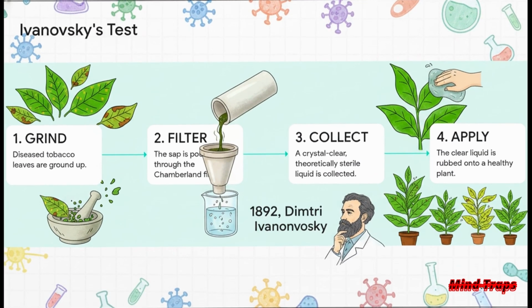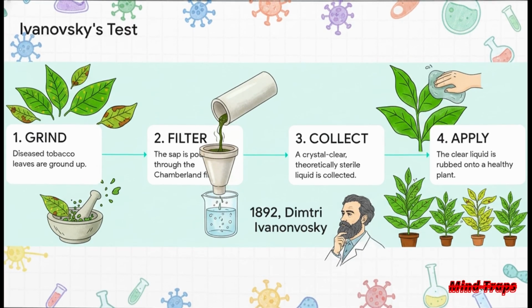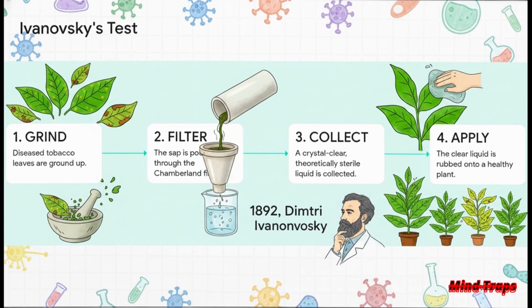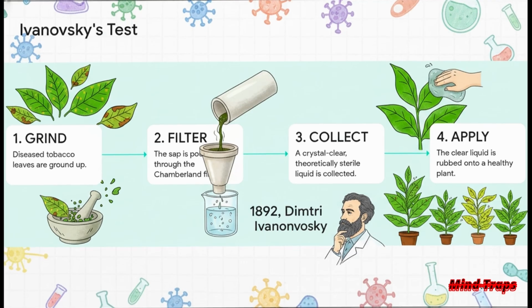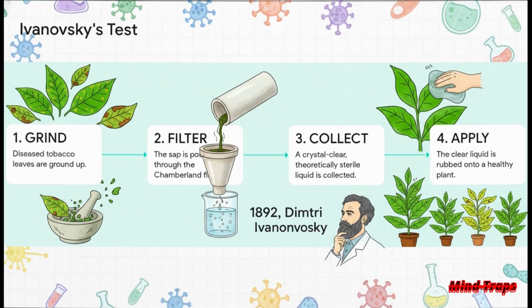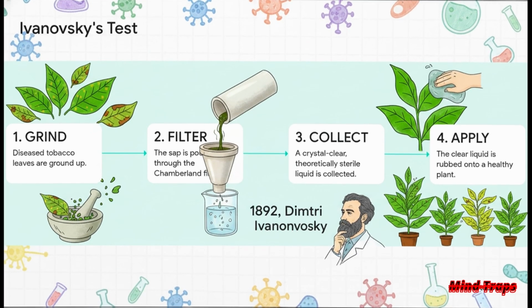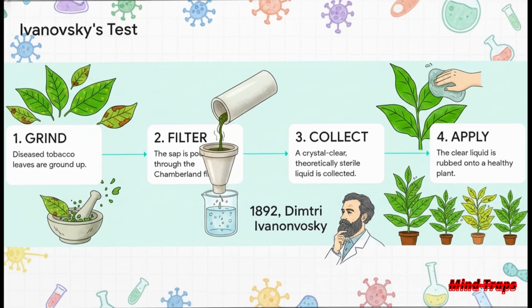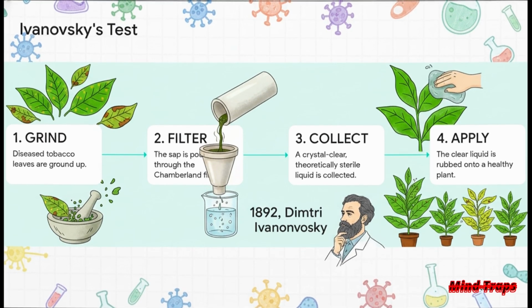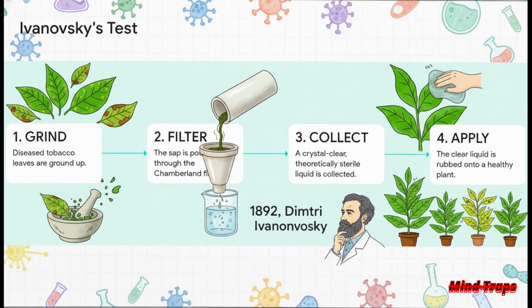So in 1892, a Russian botanist named Dmitri Ivanovsky decides to use this new gadget to settle the matter. His logic was perfectly sound. He thought, okay, if a tiny bacterium is causing this disease, this filter will trap it, no question. The sap that comes out the other end will be totally harmless. So that's what he did.